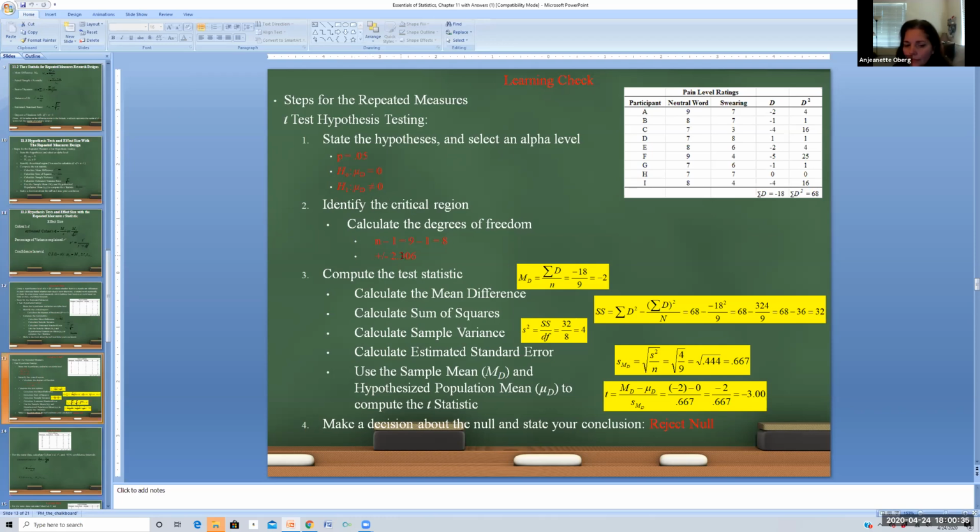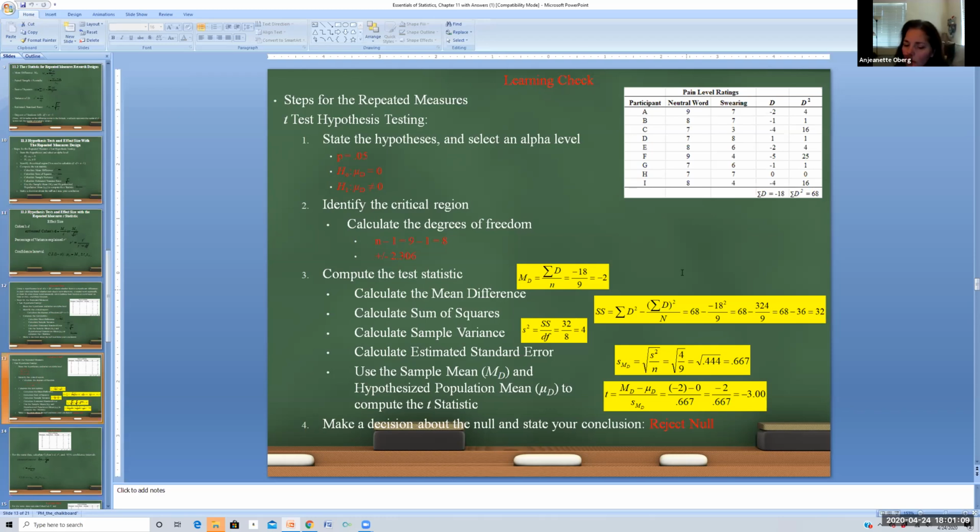Calculating out my degrees of freedom, I had 9 participants, so N-1 equals 8. If I look up a 0.05 two-tailed test, my critical boundaries are going to be plus or minus 2.306. So anything above 2.306 is going to be a significant difference, critical region. Anything below negative 2.306 is going to be in the critical region. Anything in between those two boundaries is not in the critical region. Then I'm going to compute my statistic. I'm going to start by calculating my mean difference scores.